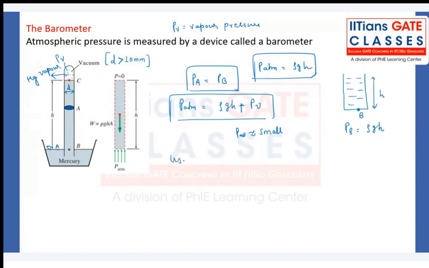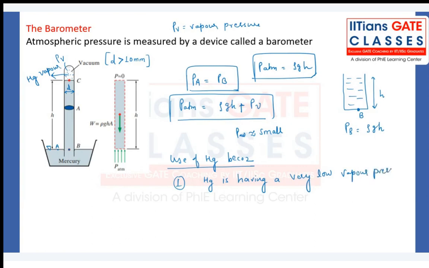So, use of mercury, because the first reason is, my dear friend, mercury is having a very low vapor pressure. If you use water, there is a slightly higher PV value, right? So in the reading, the problem will be there, right? Atmospheric pressure reading problem. Second one, high density.